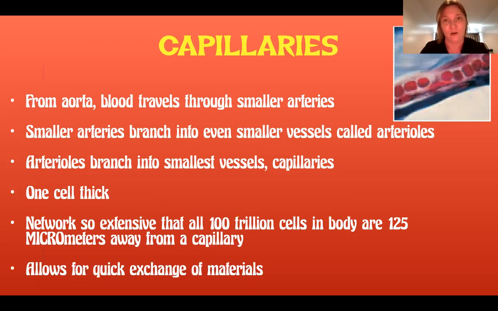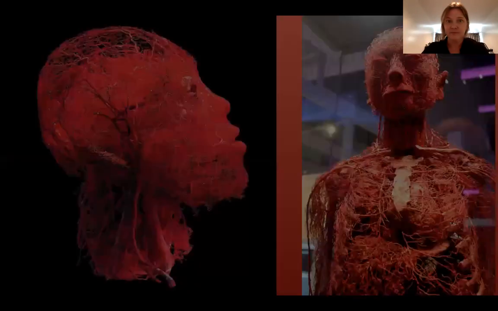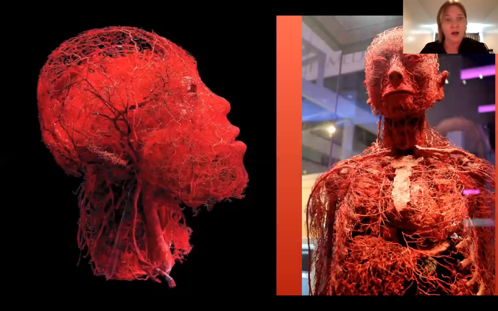If you were to take out all of your blood vessels, all of your arteries, your veins, your capillaries, and line them up end to end, they would extend for 96,000 kilometers. That goes around the Earth 2.5 times. All of that just in one body. So this is showing you the extent of the blood vessel network in your body.